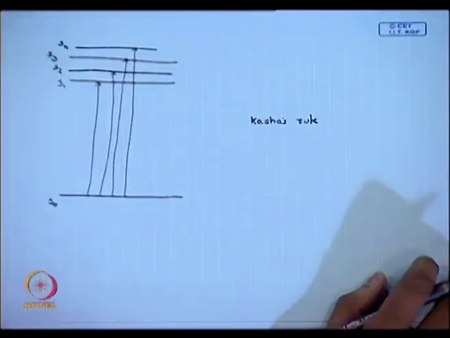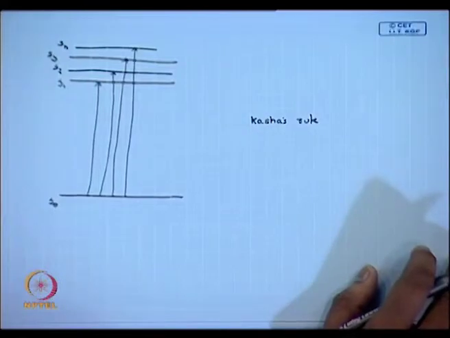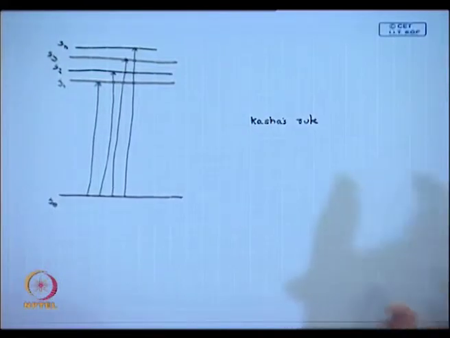Because for S3, S2, the process will be very fast, greater than 10 to the power of 14. So, you cannot even see them; they all collapse vibrationally and get to S1. That is why all the fluorescence we talk about is from only the S1 state.